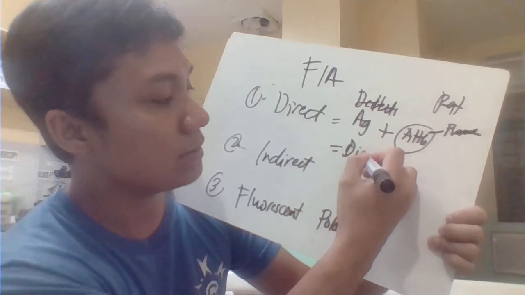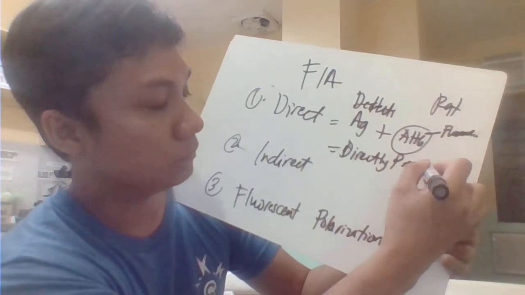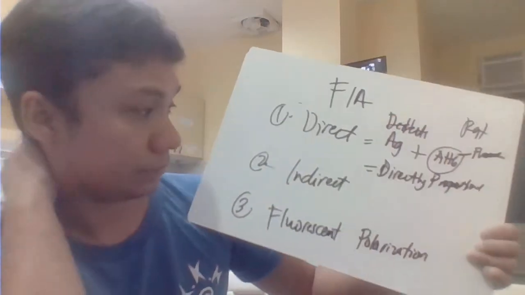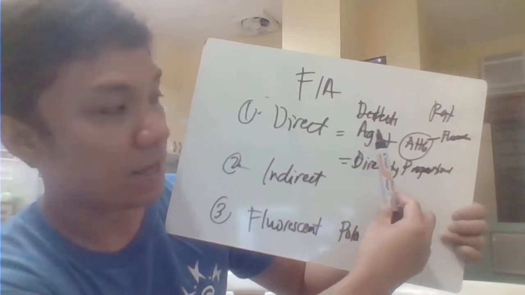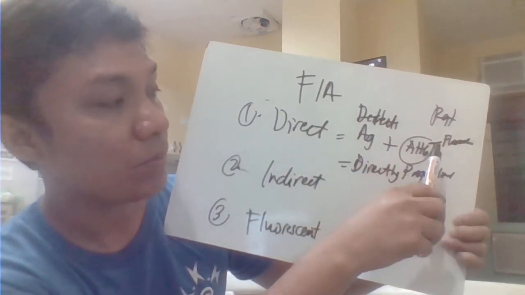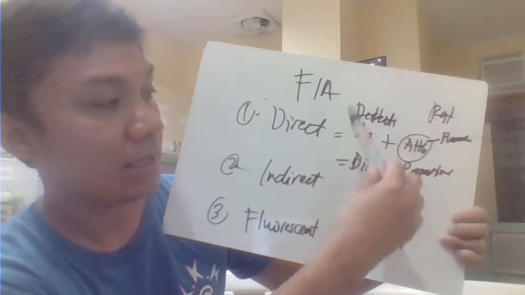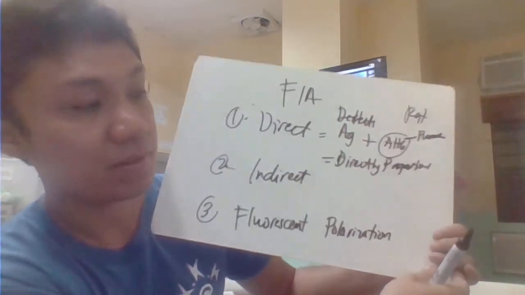Okay, the result is direct. In the case of your direct, you're detecting for antigen in your sample, in your tissues, and your reagent contains the anti-human globulin labeled with the fluorochrome. And increased fluorescent activity is considered as positive.